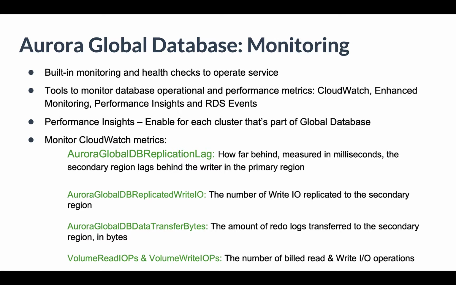Some of the CloudWatch metrics to monitor: Aurora Global DB replication lag, which will show you the replication lag between primary and secondary, and Aurora Global DB replicated write IO, the number of write IOs replicated to the secondary region. From the billing side, you can monitor Aurora Global DB data transfer bytes, the amount of redo logs transferred between the regions. You can see volume read IOPS and volume write IOPS, the number of billed read and write operations from the billing point of view.